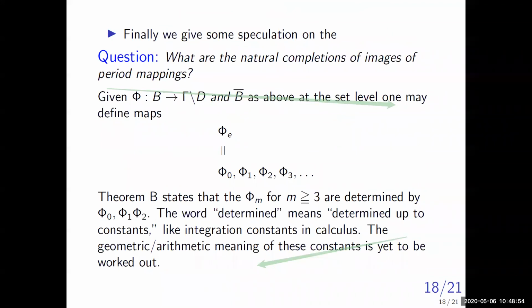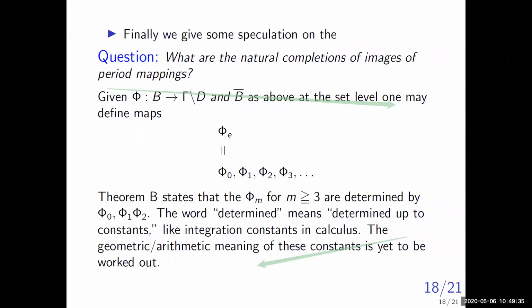Finally, just some speculation on the question: what would be the natural completions of the images of period mappings? I think what Hodge theory, so natural completions of images of period mappings, by definition, that means we're looking at Hodge theoretic stuff. So the simplest completion is Satake, Baily, Borel. You just toss in all the associated graded of the limiting mixed Hodge structures.